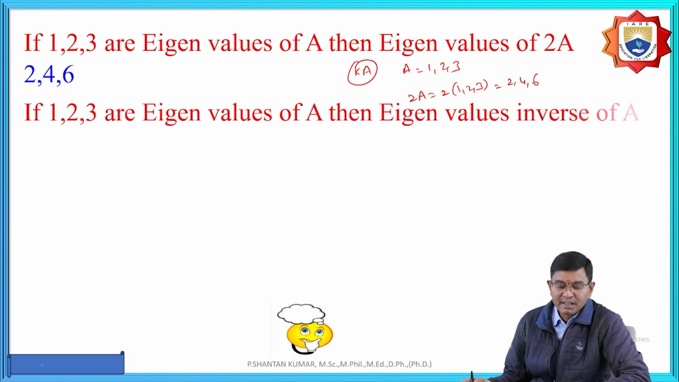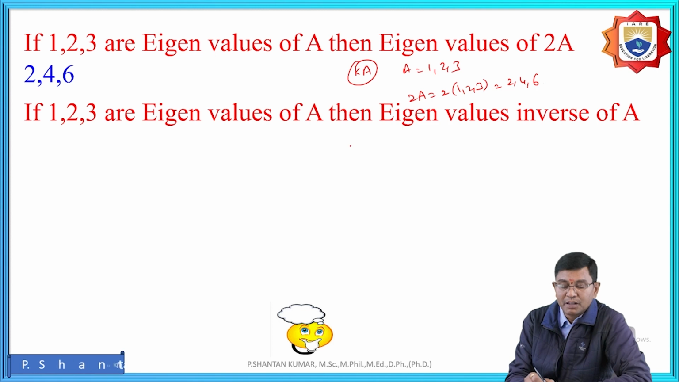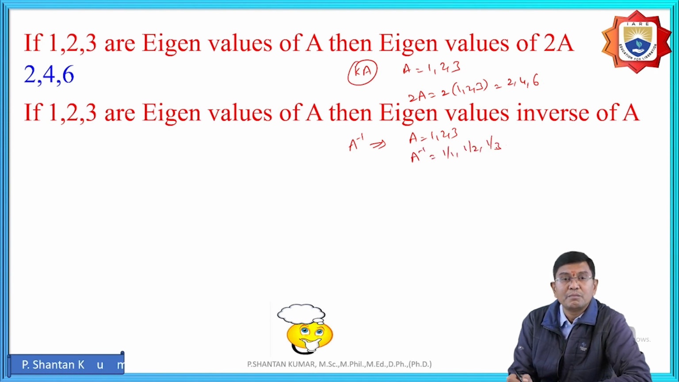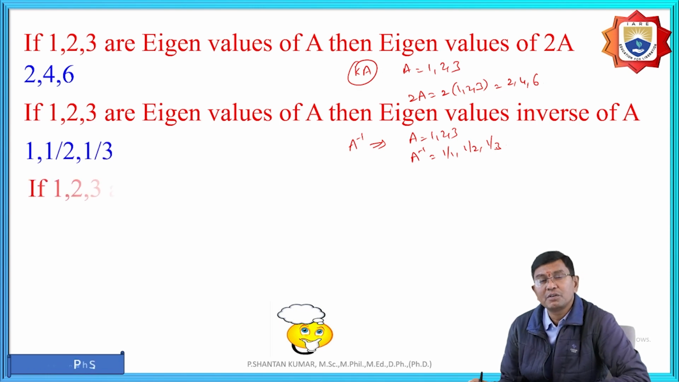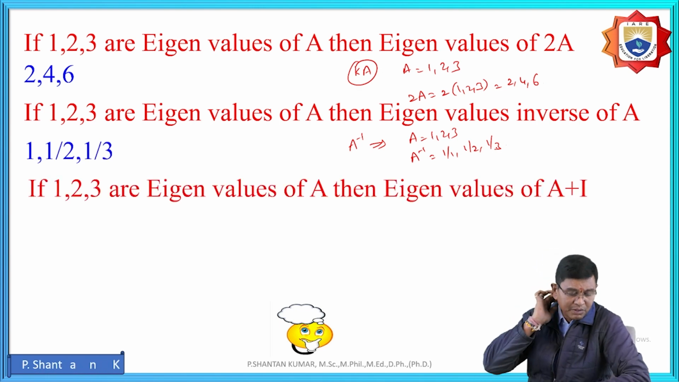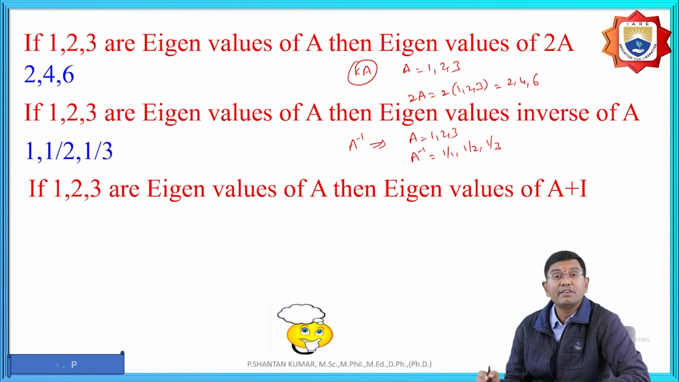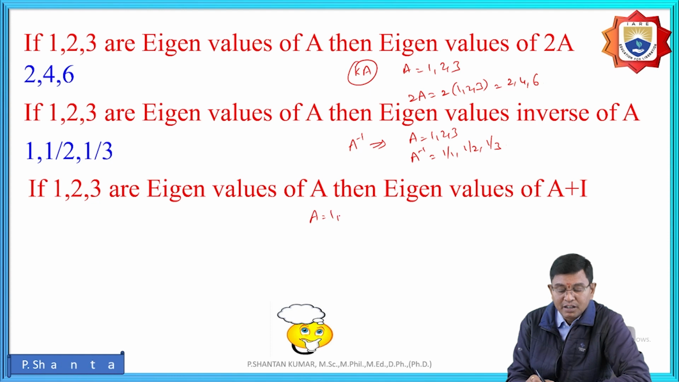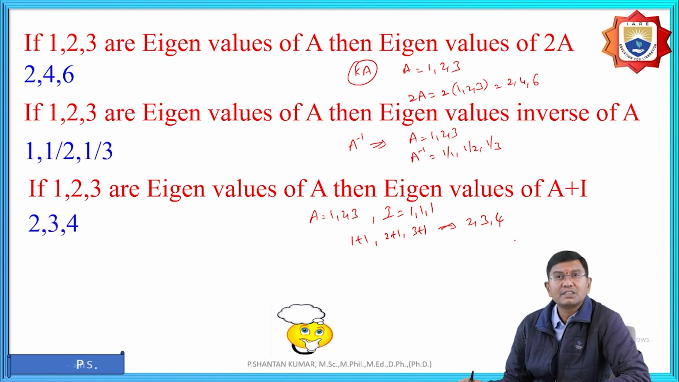If 1, 2, 3 are the eigenvalues of A, then the eigenvalues of the inverse follow the property of A inverse. Here the eigenvalues of A are 1, 2, 3, so the eigenvalues of the inverse are 1, 1 by 2, 1 by 3. Similarly, if 1, 2, 3 are the eigenvalues of A, then consider the eigenvalues of A plus I. A has eigenvalues 1, 2, 3, and I is the corresponding 3 by 3 matrix with eigenvalues 1, 1, 1. Therefore, A plus I gives 1 plus 1, 2 plus 1, and 3 plus 1, that is, 2, 3, 4 are the eigenvalues of the given matrix.